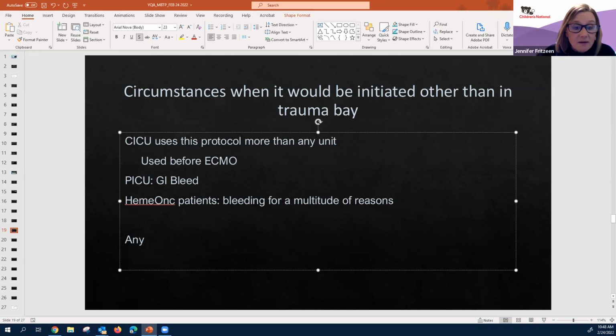The NICU has used massive blood transfusion a number of times, in some cases where I can't even tell you what was going on with the baby, to be honest with you. I don't remember. But anytime there's hemorrhagic shock.